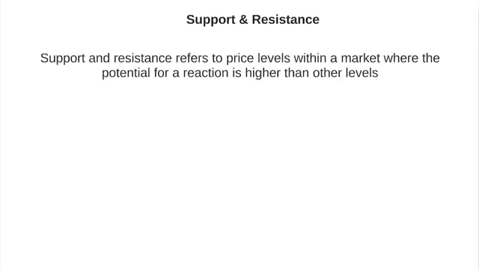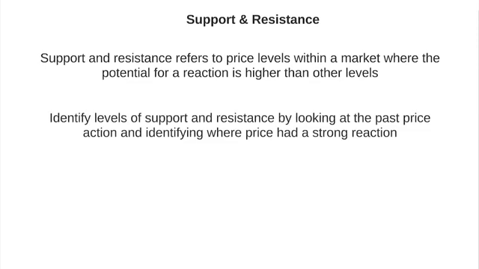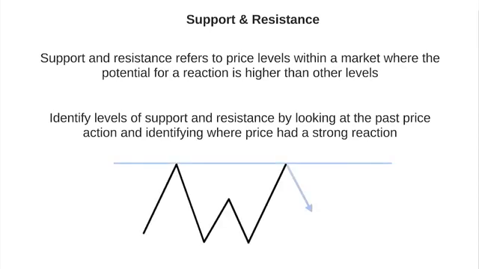Next on the list is support and resistance, and this form of analysis is the foundation of my own trading approach. Support and resistance refers to price levels within a market where the potential for a reaction is higher than other levels. It works on the principle that what happened in the past is likely to happen again in the future, so it's possible to identify levels of support and resistance by looking at the past price action and identifying where the price had strong reactions. Then, when price approaches these levels again in the future, you can look for price to react at these levels.